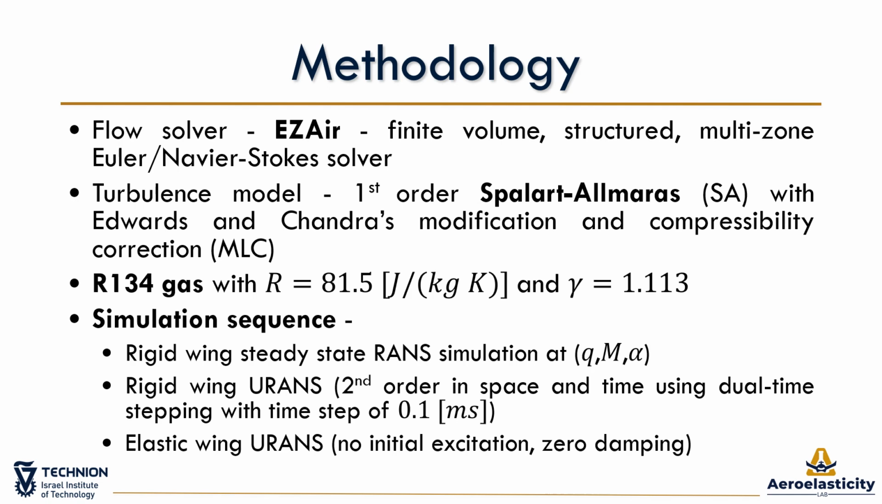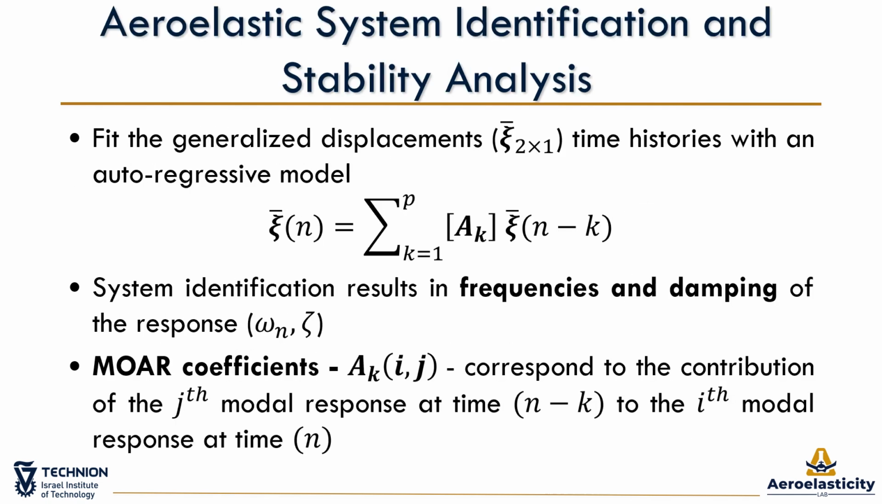We want to compute the aeroelastic system properties, and we do so by using a system identification process called multi-output autoregressive model, or MOAR. We use the modal displacements combined, that is a vector xi, to identify the system properties. The autoregressive part means that we assume that we can describe the response at time n by a linear combination of responses at previous p time steps, which is the MOAR order. The identified system parameters are the frequencies and damping of each aeroelastic branch of the system, so we can also learn about the stability of the system at different dynamic pressures.